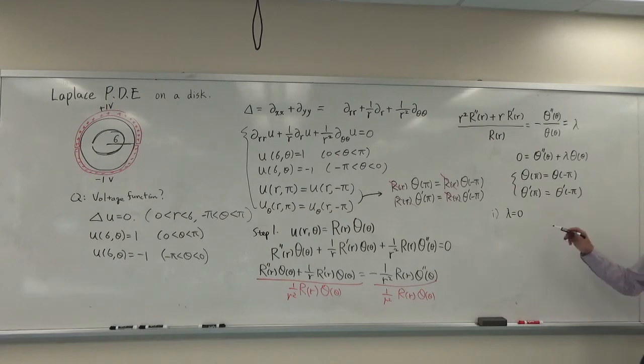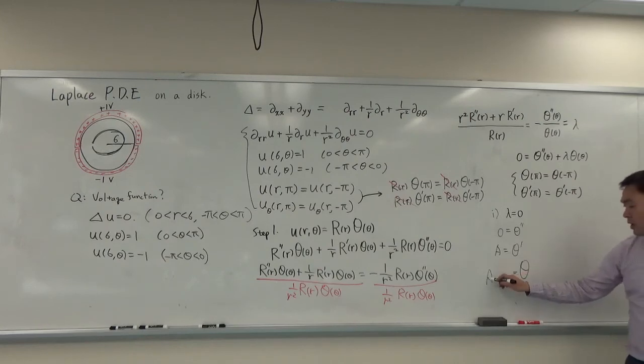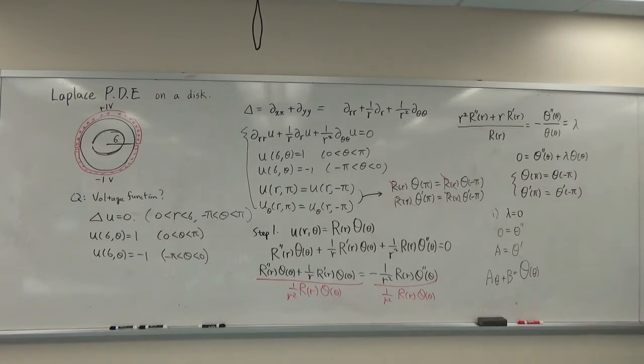So let's do the lambda equal to 0 case. If lambda is 0, you get 0 equals Theta double prime. Now for this one, you don't write the characteristic equation, you just simply integrate twice, okay? So you integrate once, so you get A equals Theta prime. You integrate both sides by theta again, you get Theta equals A theta, small theta, plus B. This is big Theta, this, sorry, like this, okay? So that's what we have.